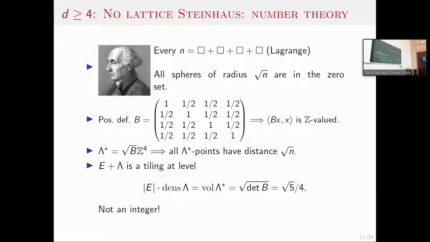You calculate it, it turns out to be root 5 over 4. Not an integer. So we have found a counterintuitive result. If we could find a set, this would lead to a tiling level which is an integer, but that would mean that this should be an integer tiling, which is not, because root 5 over 4 is not an integer. So this disproves the existence of measurable Steinhaus sets in dimension 4.